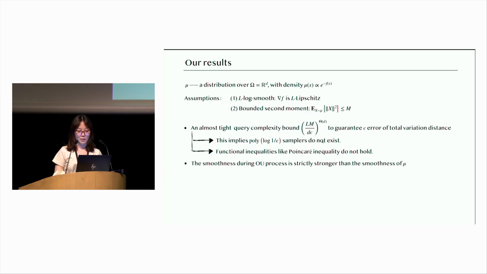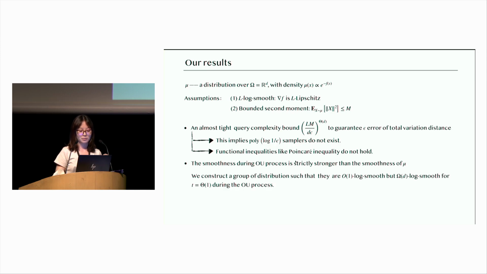And besides this bound, we also compare the two smoothness conditions. Due to the contrast of the quasi-polynomial upper bound and the exponential lower bound, we already know there are fundamental differences between these two conditions. And in this work, we construct a specific kind of distributions, which are O(1) log smooth, but can be omega(d) log smooth during the OU process. This further confirmed the difference between the two conditions.